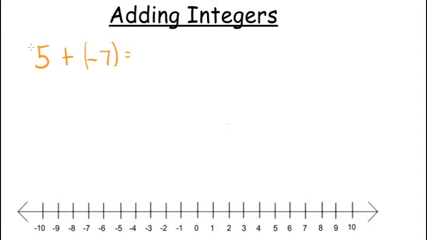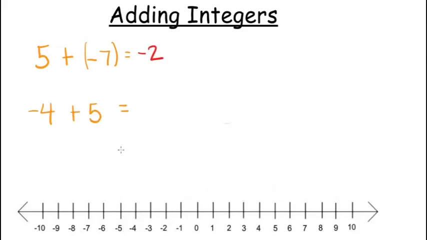So we have positive 5 plus negative 7. We'll start at the positive 5. We have two signs. The first sign, the positive, tells us which direction he will be facing, the right, and the second sign is a negative, therefore he will be moving backwards. We'll be jumping backwards 7 times. So positive 5 plus negative 7 is equal to negative 2.